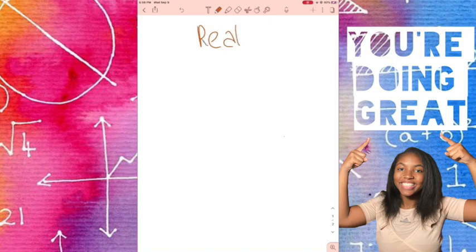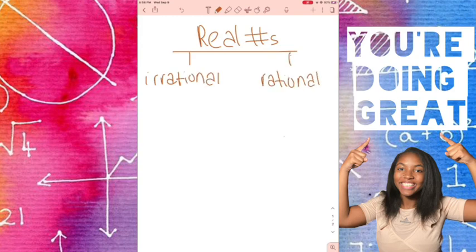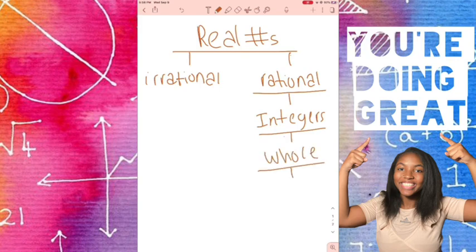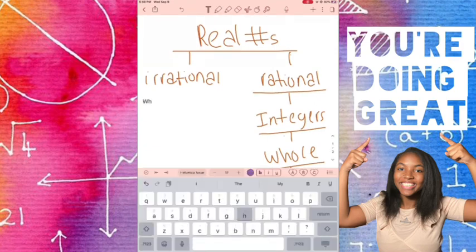There are 5 different types of real numbers, and they each have different properties that make them a real number. The real numbers we're about to be learning about are irrational numbers, rational numbers, integers, whole numbers, and natural numbers, also known as counting numbers. So let's break it down.